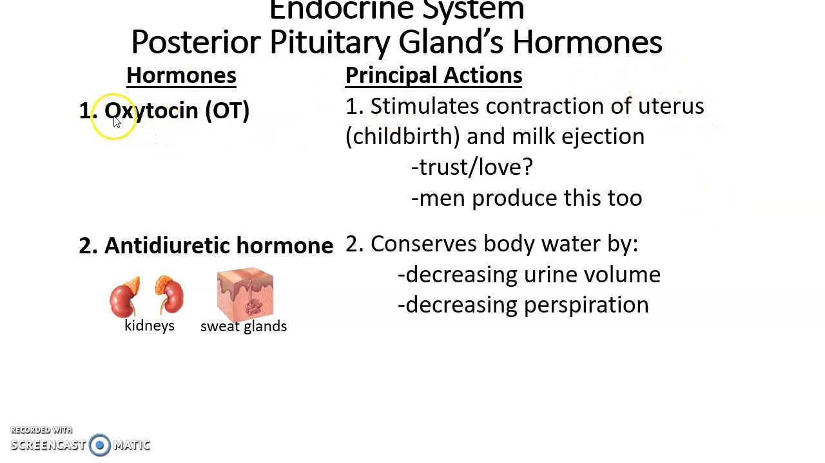These 2 hormones are oxytocin. Oxytocin is important. It stimulates the contraction of the uterus during childbirth. So it stimulates the myometrium, the smooth muscle tissue in the uterus. And it also stimulates milk ejection, so the release of milk in response usually to when the infant is suckling.